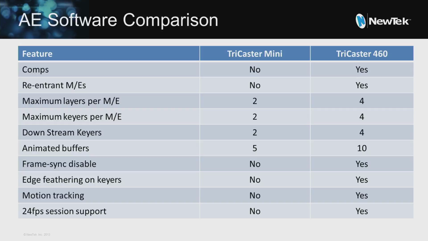I believe, if I'm not mistaken, this is the only feature that actually is available on the 410, whereas everything else on here, the 410 would match that of the TriCaster Mini. But nonetheless, you have a client who wants to work on a 24 frame rate project. I'll admit it's not a common thing that comes up, but if they wanted to, 460 does allow for it, whereas the TriCaster Mini just allows for a 30 frame rate or 25 frame rate if you happen to be working in PAL countries.